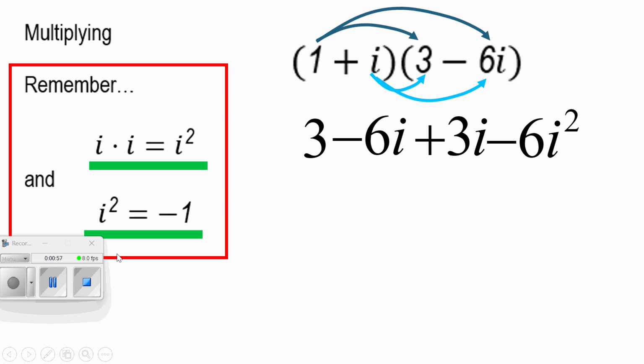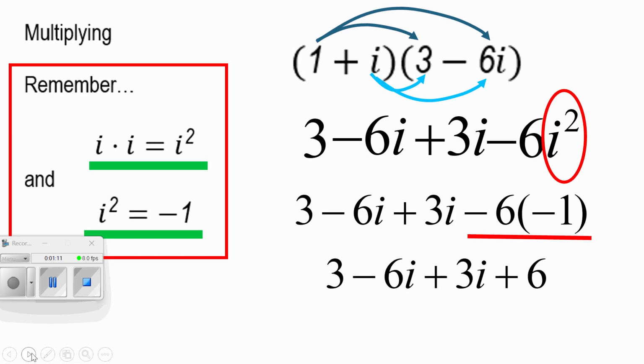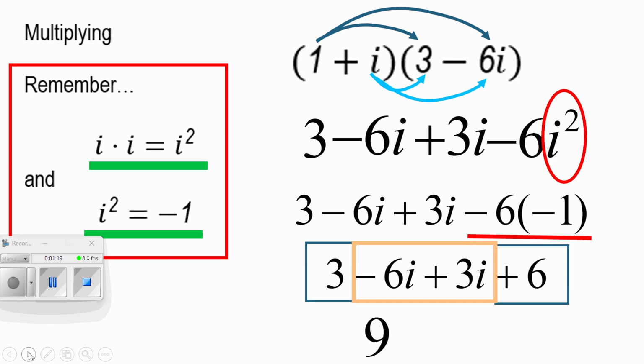However, if you look here, we said i squared is equal to -1. So I'm going to change that i squared into a -1. So I'm going to go ahead and do that math. -6 times -1 is 6. And now I'm going to combine any like terms. So I have 3 plus 6 to give me 9. And then -6i plus 3i for -3i. I'm in the correct form because it's real plus the imaginary part.